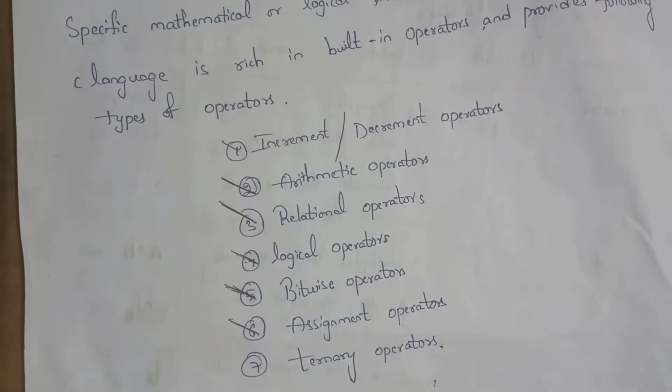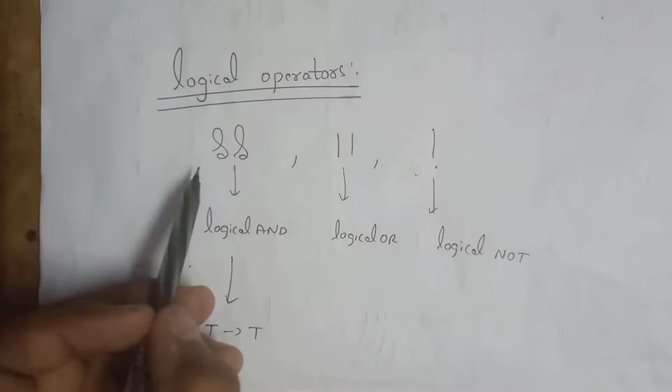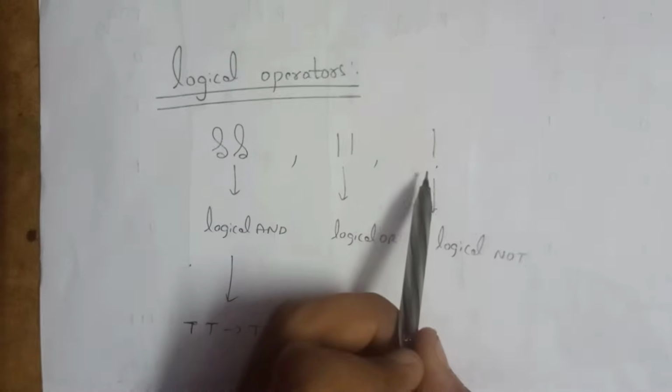Next, I will explain logical operators. Totally, there are 3 types of logical operators: the first one is logical AND, the second one is logical OR, and the third one is logical NOT.